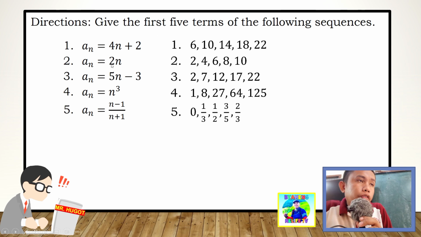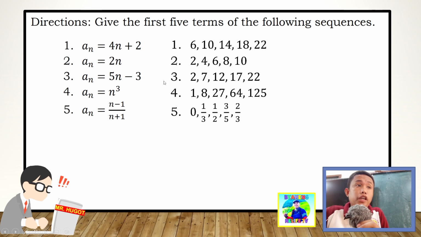Okay. Now, if we continue with this one, 2 times 1 is 2. 2 times 2 is 4. 2 times 3 is 6. 2 times 4 is 8. 2 times 5 is 10. So that's why we have number 2. For number 3 naman, 5 times 1 minus 3 is 2. So we have 2, 7, 12, 17, and 22.